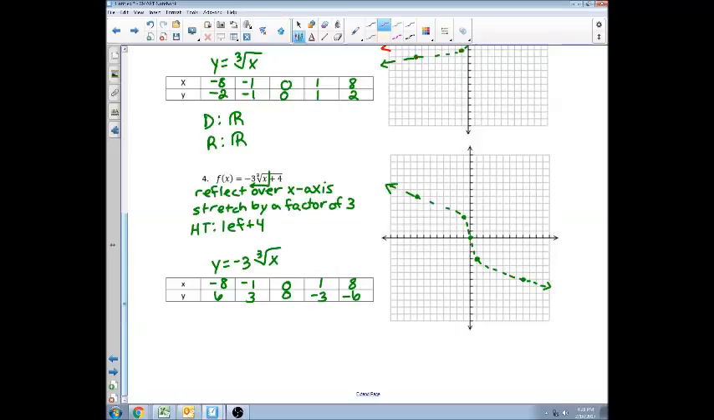Now I need to go ahead and take care of my horizontal translation left 4. So I'm going to take this point to the left 4 places, this point left 4 places, this point left 4 places, this point left 4 places, and this point left 4 places. Go ahead and connect all of my points.